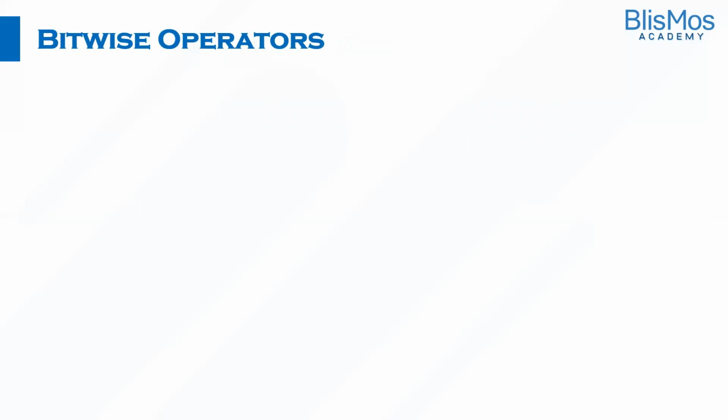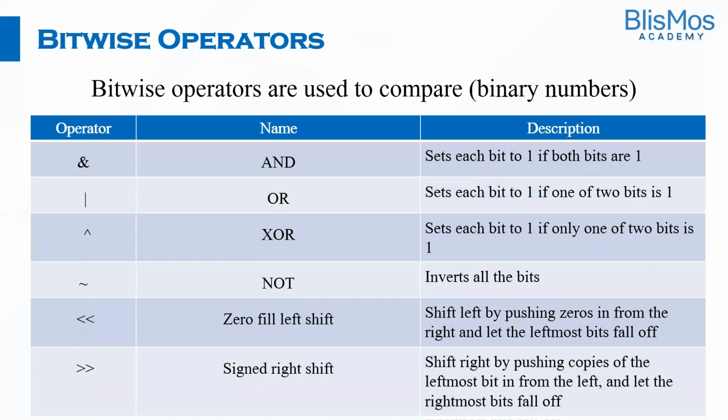In the end, we'll understand what bitwise operators are. Bitwise operators are used to compare binary numbers. What does it mean? All of us, or most of us, use the decimal numbering system. Let us say 46. That means it is 40 plus 6. That means it is 6 into 1 and 4 into 10. This is what the decimal system is.